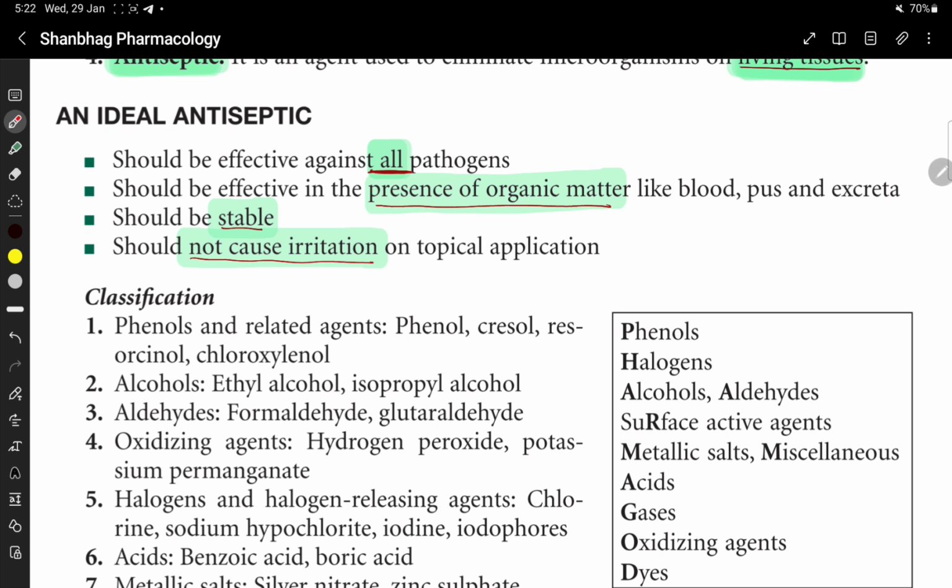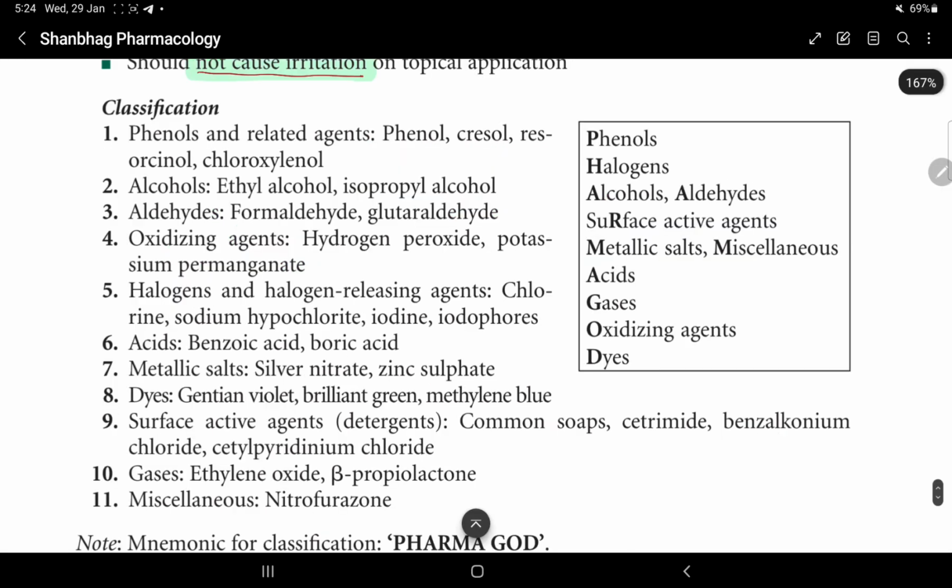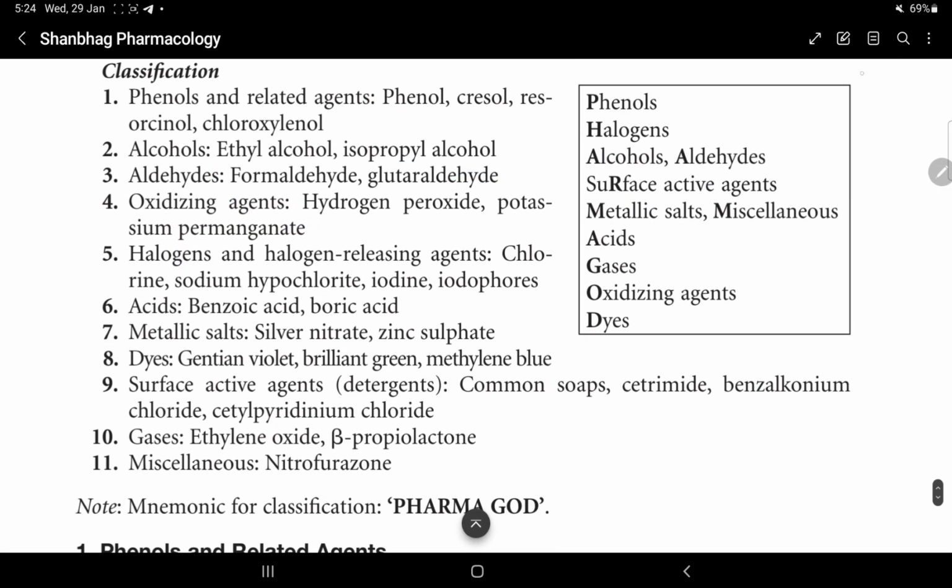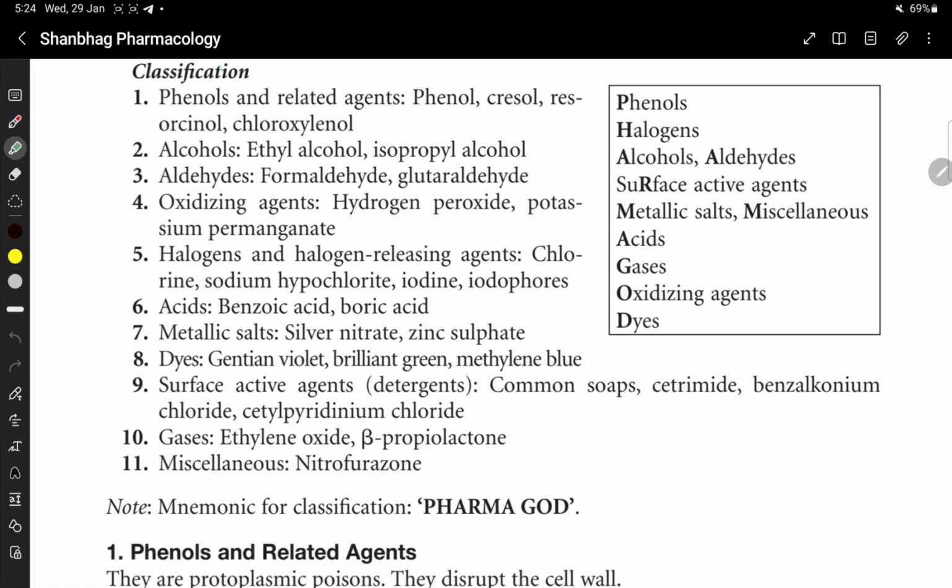Effective against all pathogens, effective in the presence of organic matter. It should be stable and should not cause irritation on topical application. Let's see the classification of antiseptics.